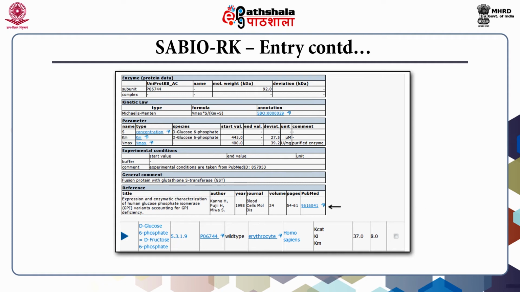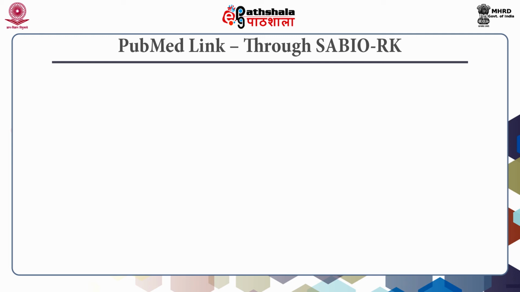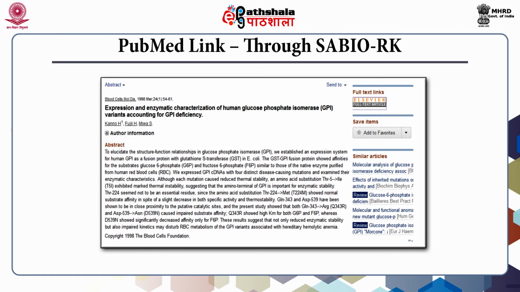Click on the PubMed hyperlink in the reference to download the literature of this enzyme. The Km for the enzyme is 445 micromolar and Vmax is 440. We'll use these data values to simulate enzyme kinetics. The PubMed page will present the abstract. A full text link is also provided along with the abstract. Click on the full text link to read the full text paper.